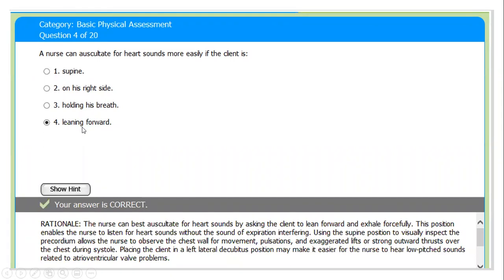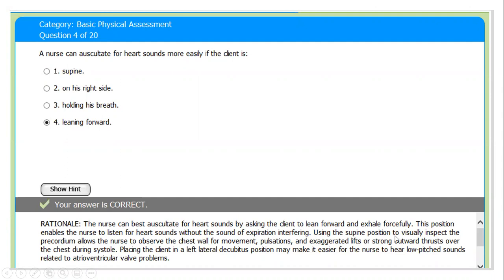So what do we learn from here? We learn that if the client leans forward, the healthcare provider can get the heart sound louder. The nurse can best auscultate for heart sounds by asking the client to lean forward and exhale forcefully. This position enables the nurse to listen for heart sounds without the sound of expiration interfering.